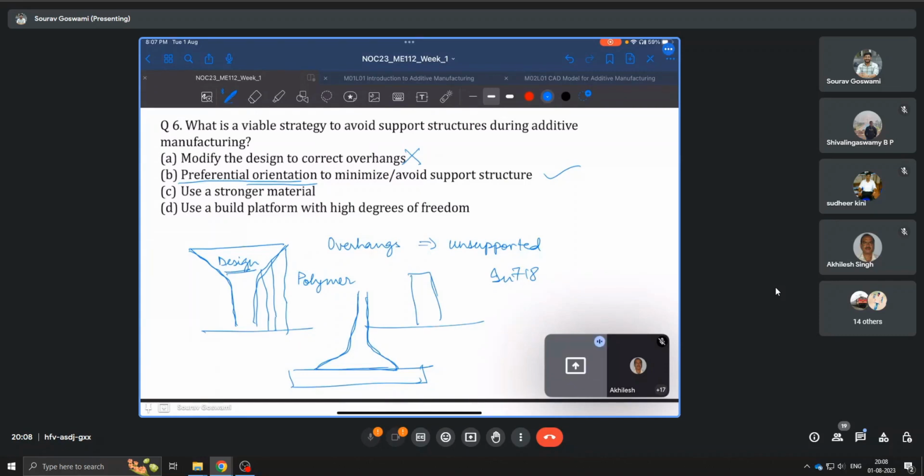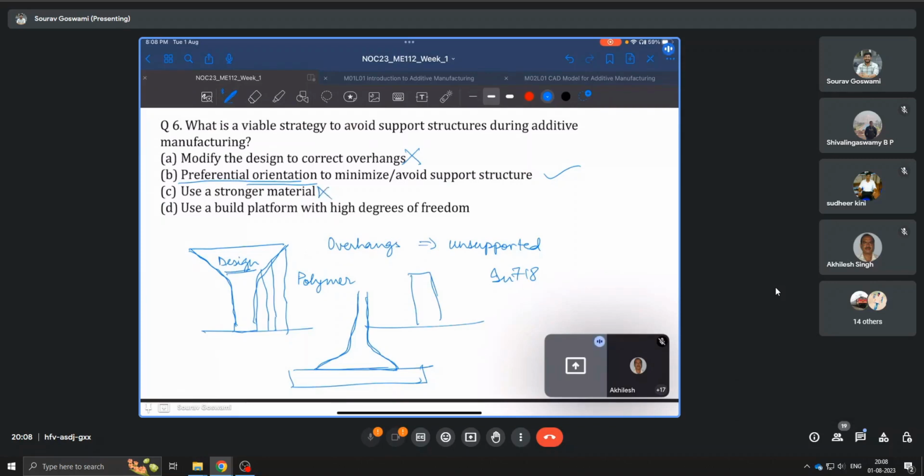Someone please. Will changing the material eliminate the need for supports? No, right? Because it's a design constraint. It's not a material constraint. Even if I were to print the same 3D object with a metal or something even stronger, it'll still need supports. It is not dependent on material properties only. Thank you, Alok. That is correct.